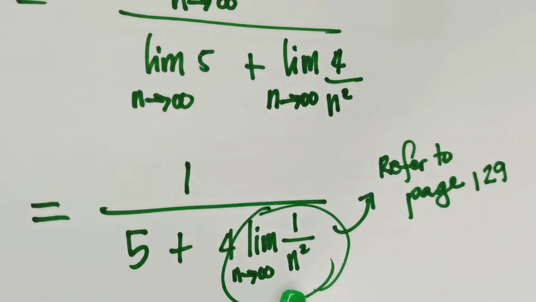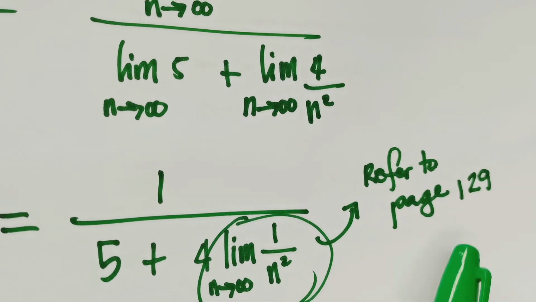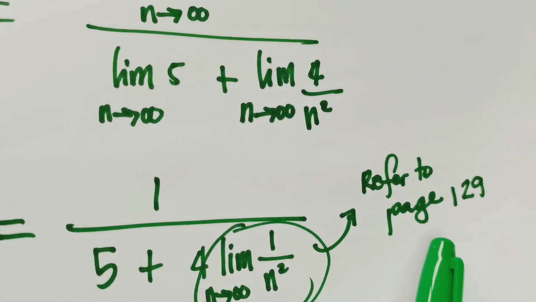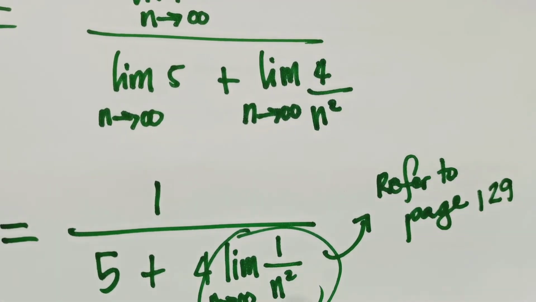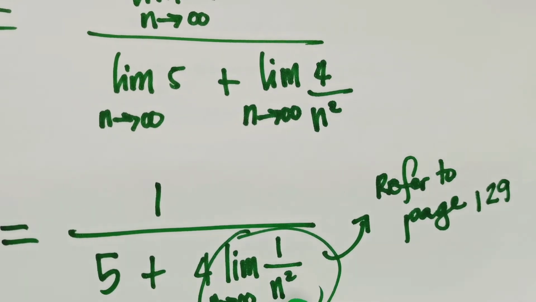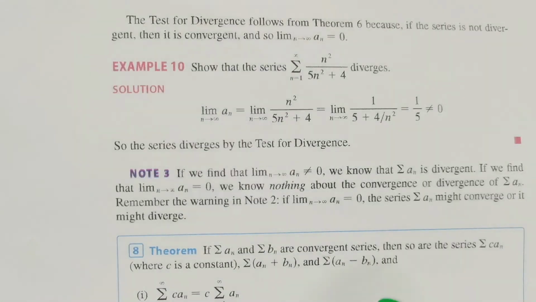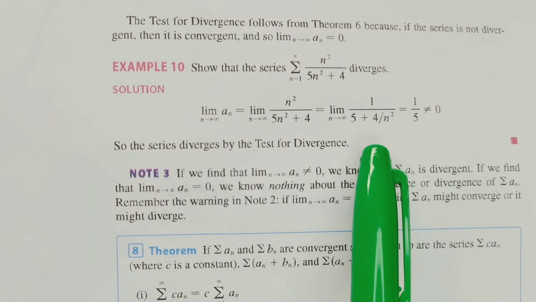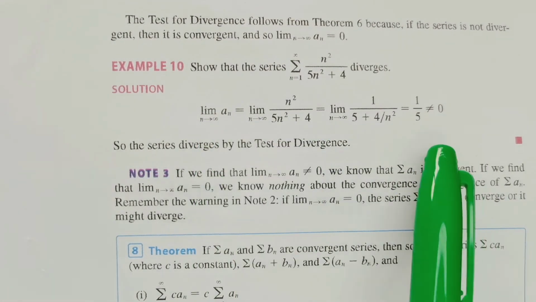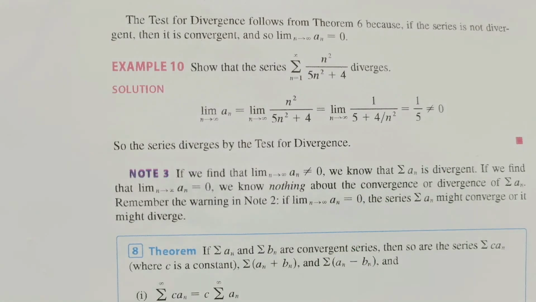And I want you to refer to page 129 so that you will not forget the theorems on limits. That's how we got 0 for the limit of 1 over n squared. So from this computation, you will know why the limit of a sub n as n approaches infinity is 1/5, which is definitely not 0.